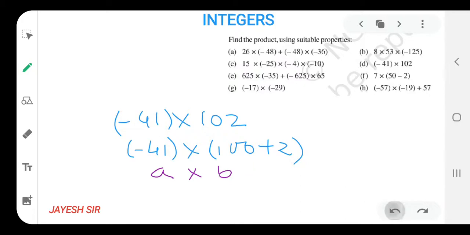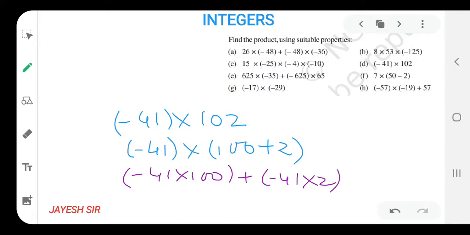a into b plus a into c. So first we will multiply a into b. That means minus 41 into 100 plus minus 41 into 2. In this way we can solve. We all know how to multiply with 100, so it will become minus 4100 plus, and we all know multiplying with 2 means we have to double: double of 1 is 2 and double of 4 is 8, and the minus sign as it is. Plus minus, that means minus sign.